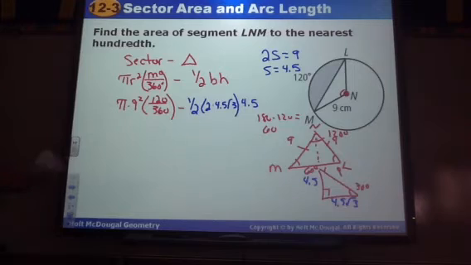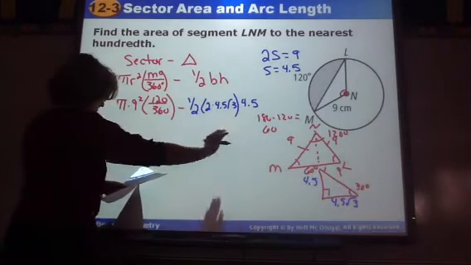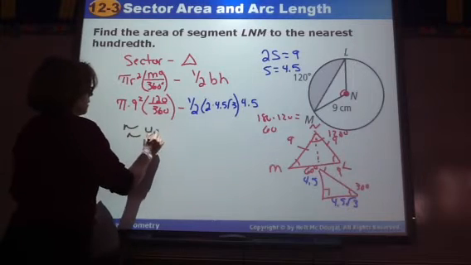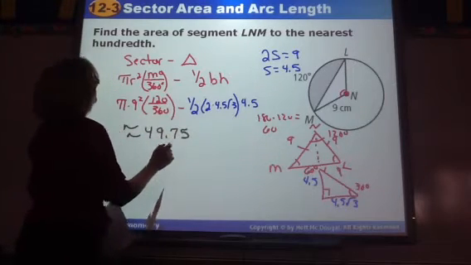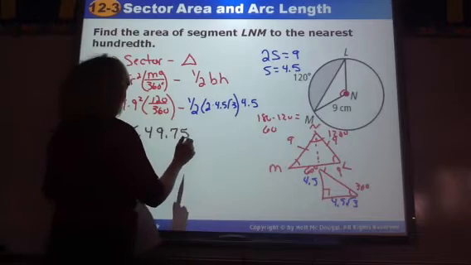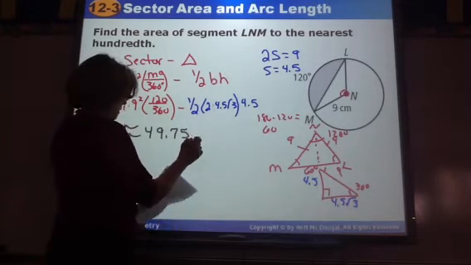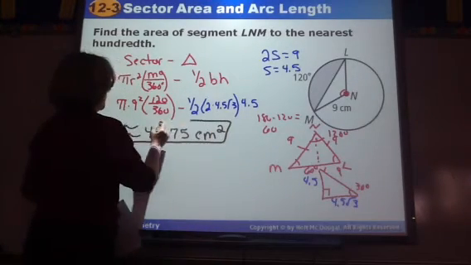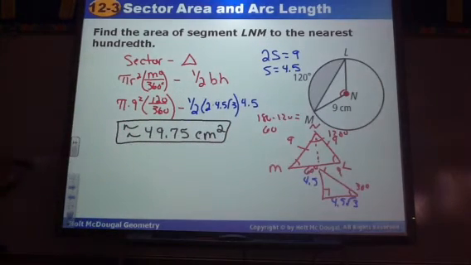So if we key all this in our calculator at one time to be as precise as possible to the nearest hundredth, you're going to get 49.75. And we are talking about centimeters, so it's square centimeters. Okay?